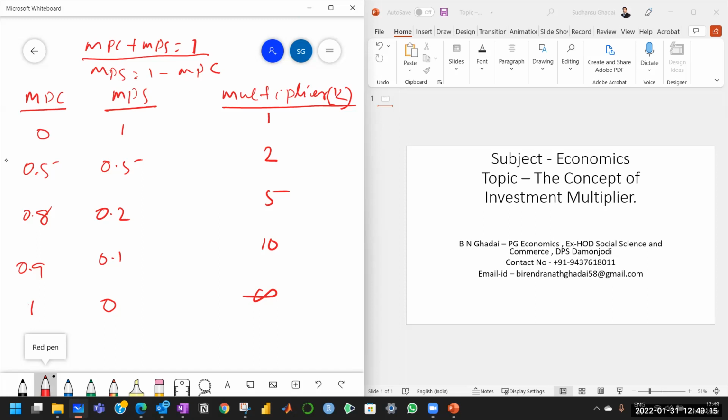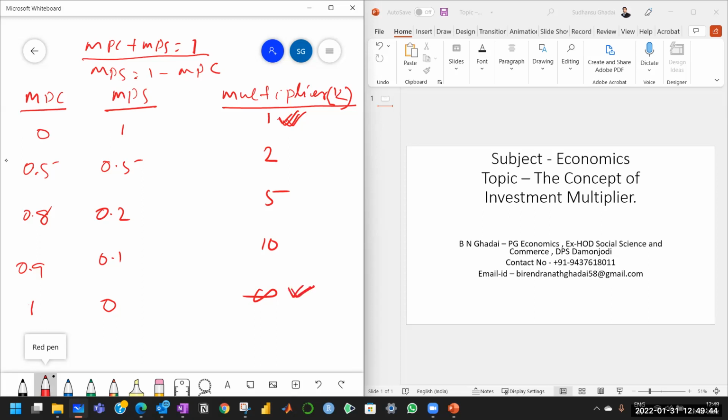That is about the concept of multiplier and how it is related to MPC and MPS. Another piece of information we have received from this table: sometimes this question comes, what is the minimum value of multiplier? The minimum value of multiplier is 1. And what can be the maximum value of multiplier? The maximum value of multiplier can be infinite.